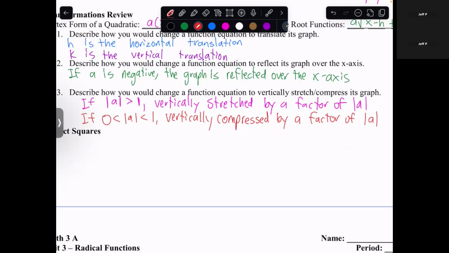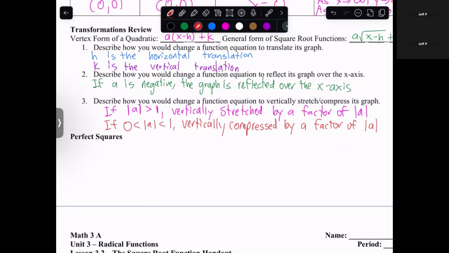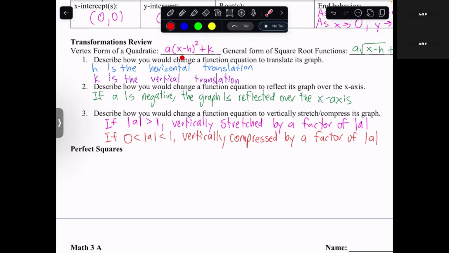All right, so again, these are the same things they did for quadratics. A was vertical stretch, vertical compression, and reflection over the x-axis. Right? H was still horizontal translation. K was still vertical translation.